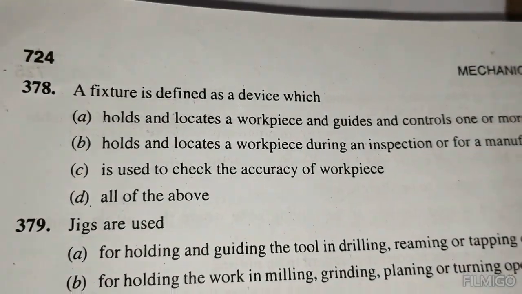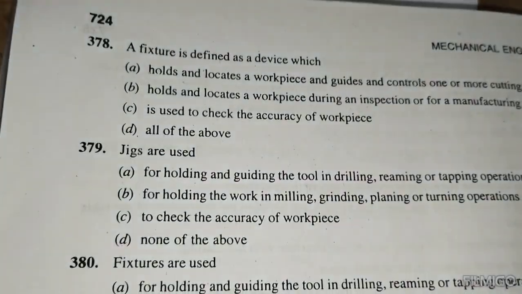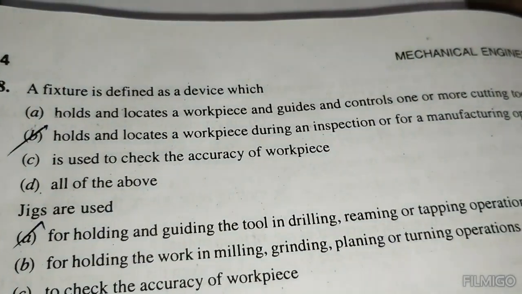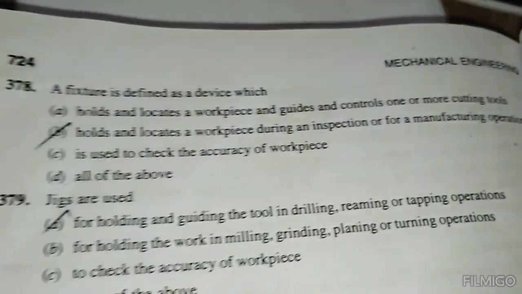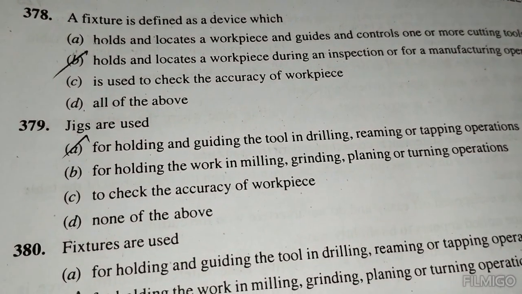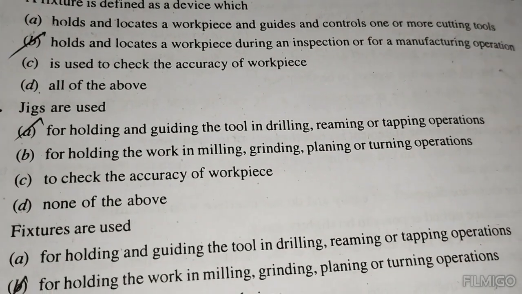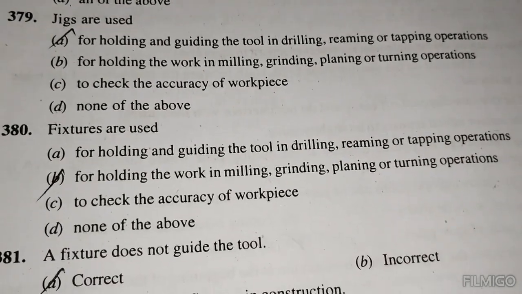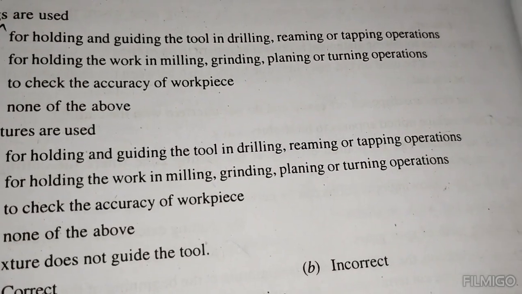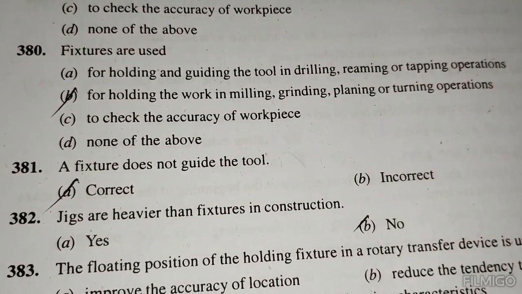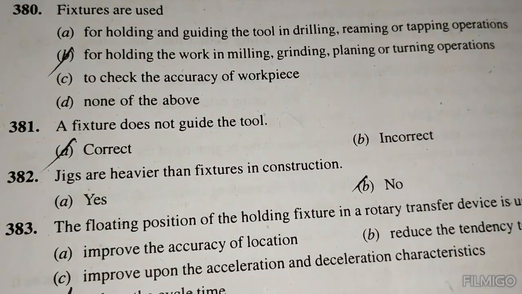A fixture is defined as a device which holds and locates the workpiece during inspection or a manufacturing operation. Jigs are used for holding and guiding the tool in drilling, reaming and tapping operations. Fixtures are used for holding the work in milling, grinding, planing and turning operations. A fixture does not guide the tool. Jigs are heavier than fixtures.